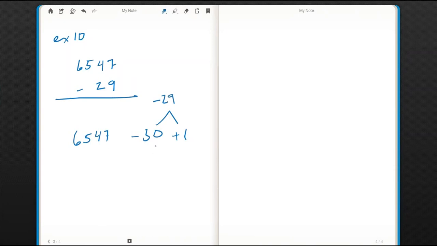And it's much easier to take away 30 and give 1 back than it is to see what happens when you take away 29. So if I take away 3 tens, I have 6,510, and my 7 ones becomes an 8 ones, 6,518. Much easier than taking away 29 mentally, or even by the borrowing and carrying and all that kind of stuff.